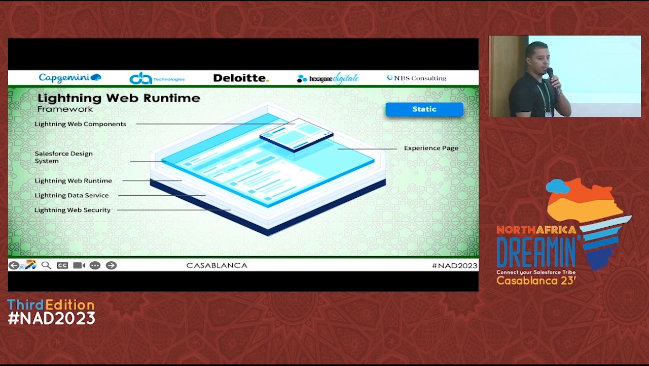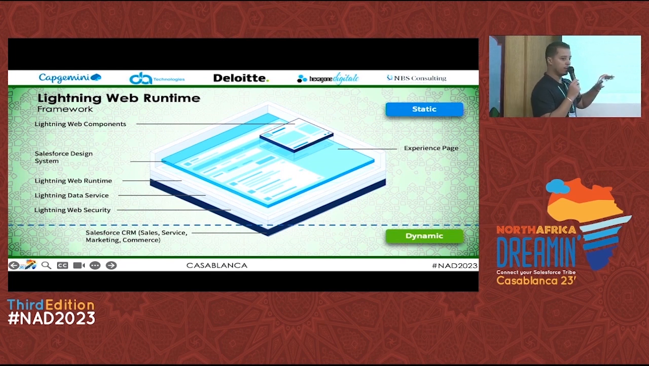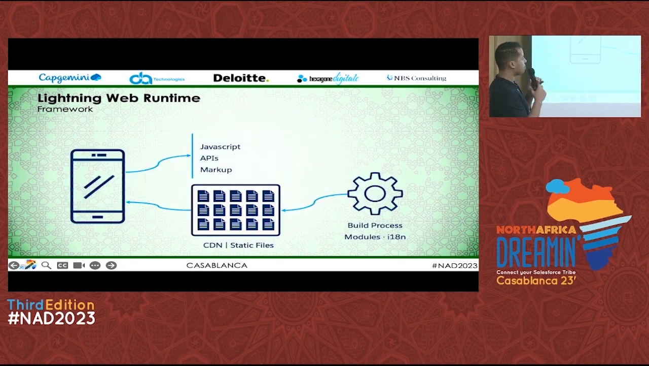Now the question is, what about the data? What about the records? The records can be served dynamically. By records, I mean your sales, service, commerce, whatever records you have in Salesforce. The Lightning Web Runtime will serve the page statically, and whenever the user requests a new page, these records will be served dynamically. So this is a quick overview of what's happening in this runtime.